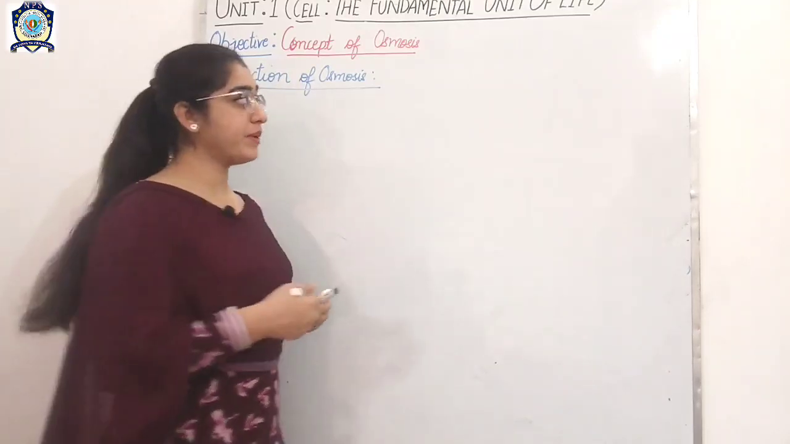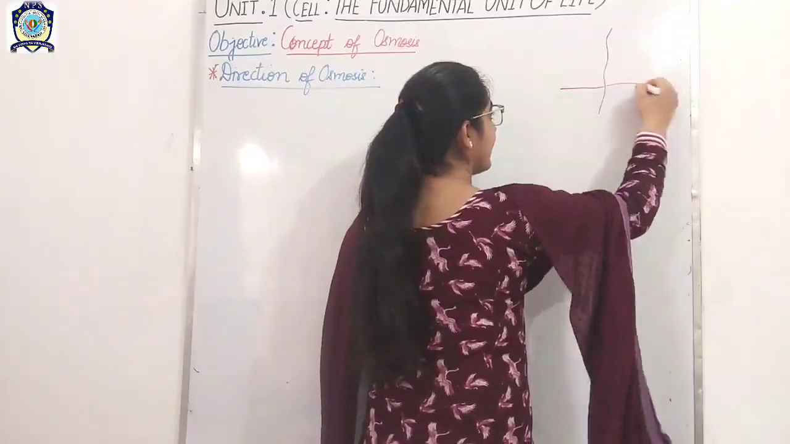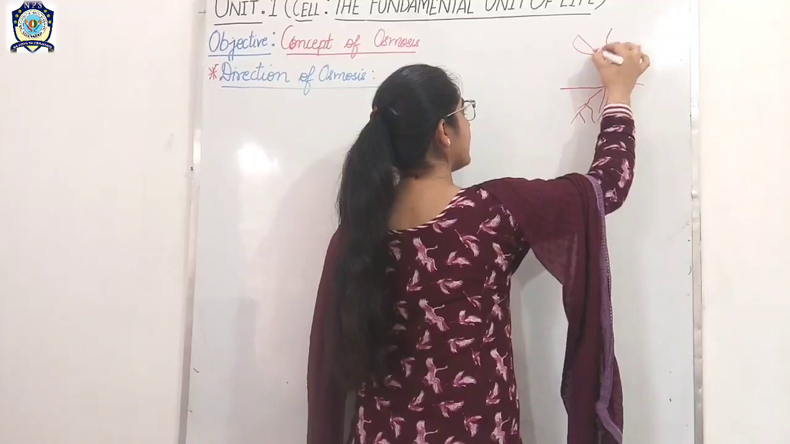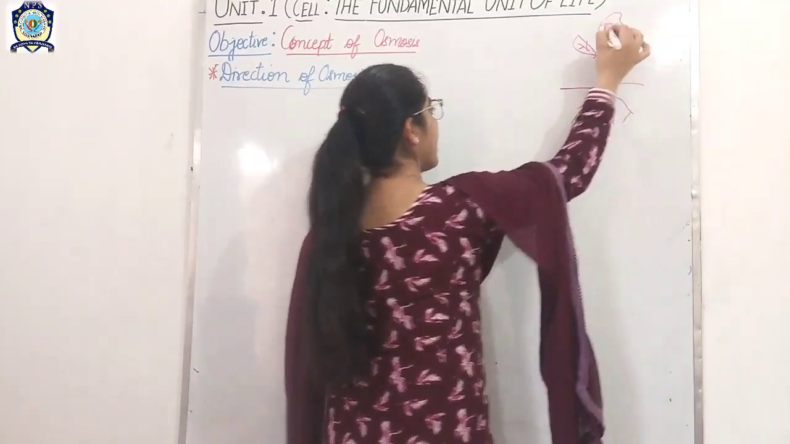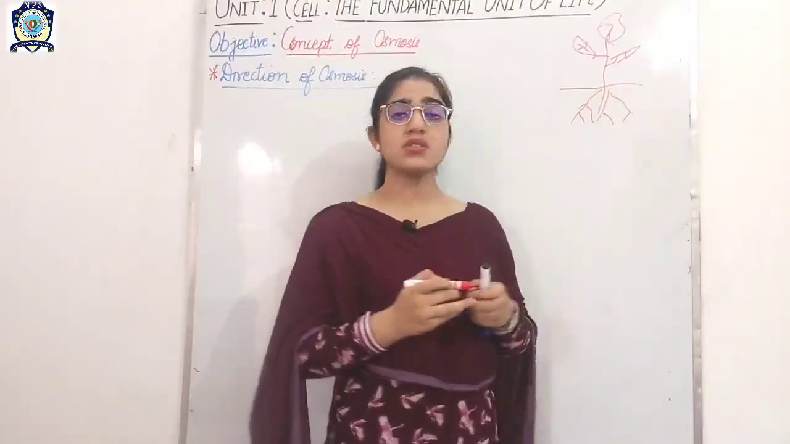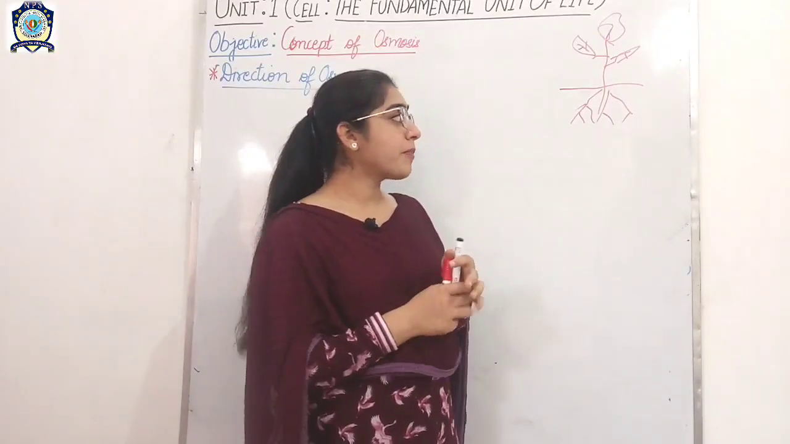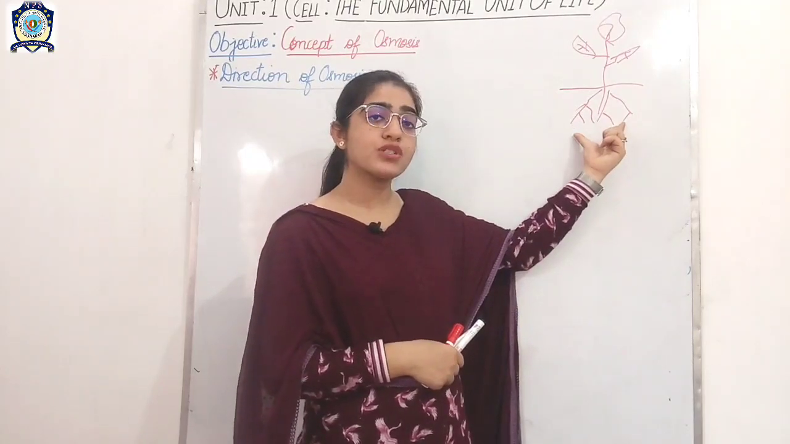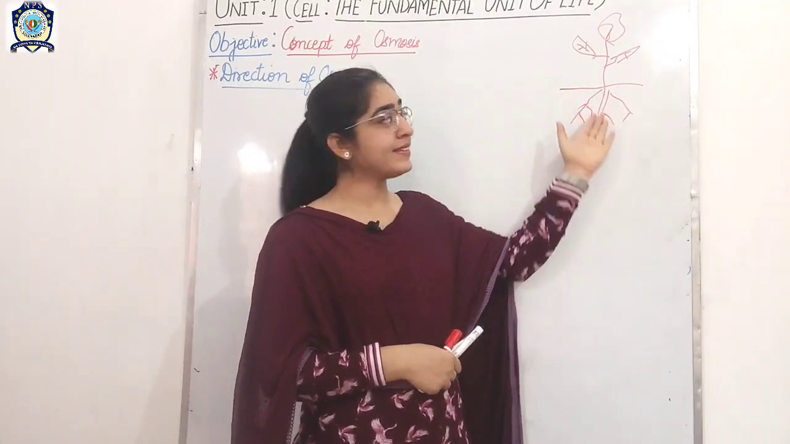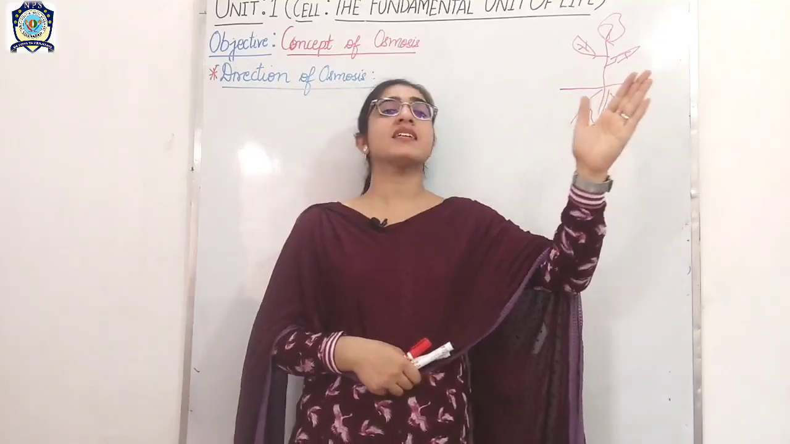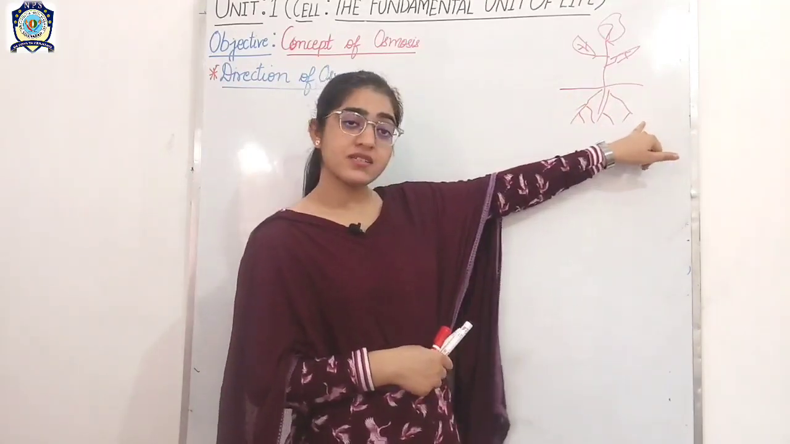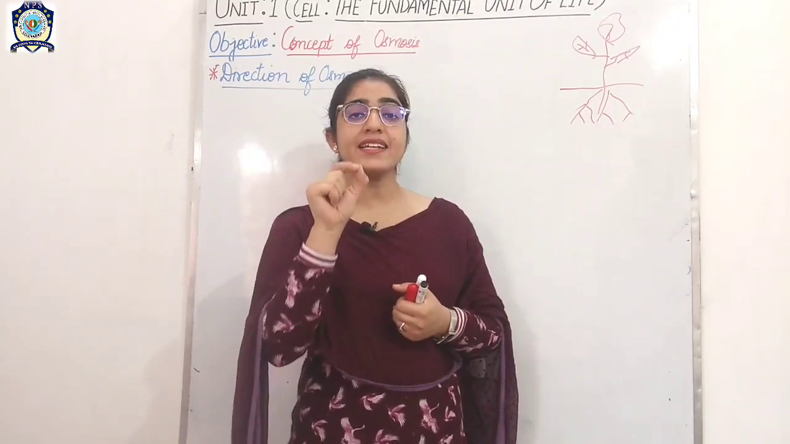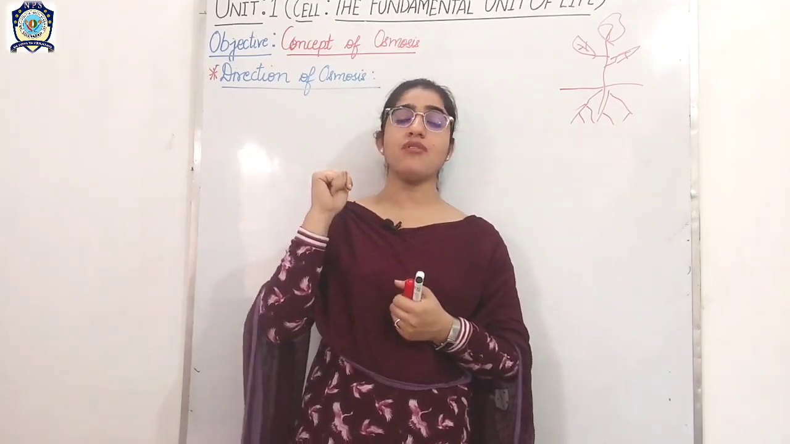You observe, simply if you see a plant, then you see the root parts are present in the soil, and other parts, the stem, leaves and flower, are present above the soil. Then you know plants absorb water with the help of their roots from the soil and transfer it to the other parts.